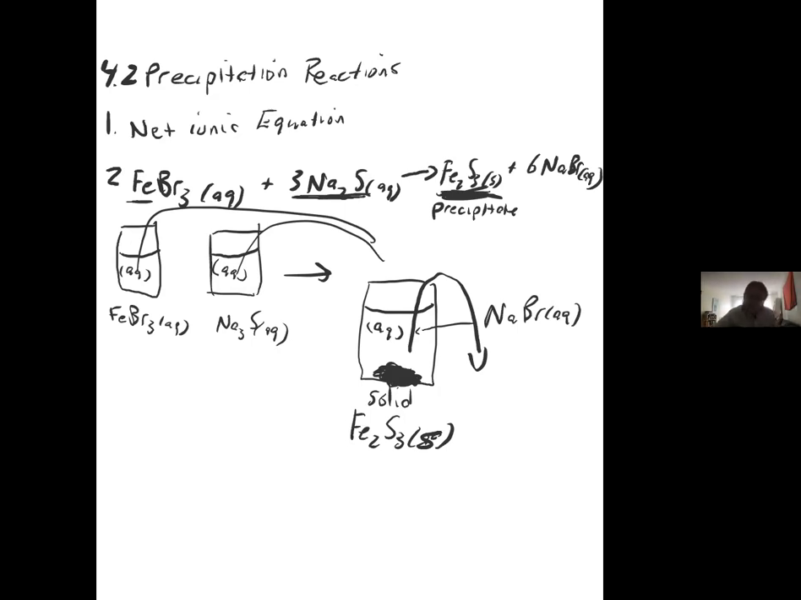Precipitation reactions are very common in nature. You find them in biology. So for example, bone formation, right? Bone formation is a precipitation reaction. It's a very complicated one, right?